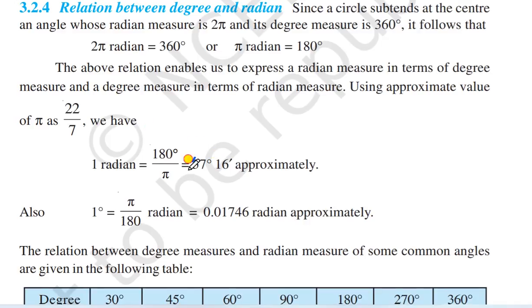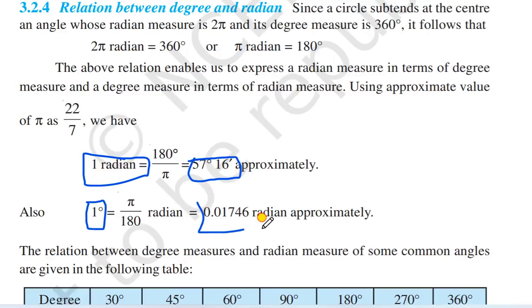So 1 radian is approximately 56 degrees and 16 minutes, and 1 degree is approximately 0.17 radian. How did we calculate that?